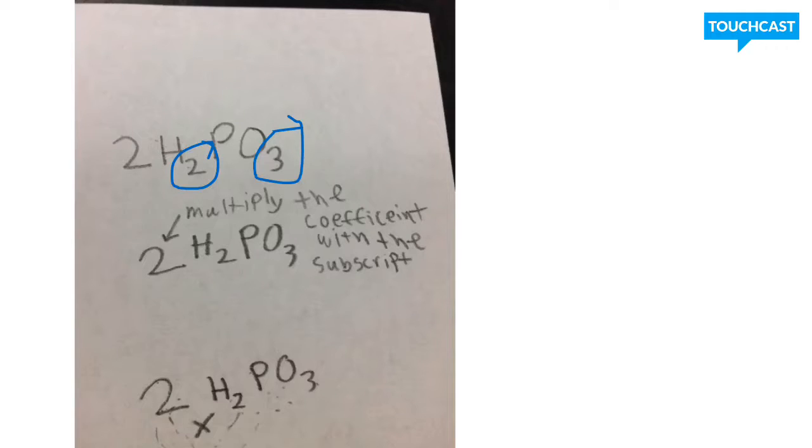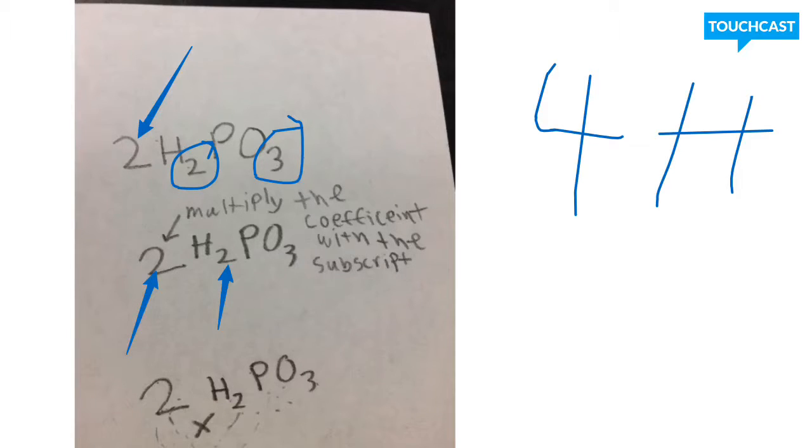Now let's go ahead and look at what our coefficient means. Our coefficient there means that you have 2 groups of that molecule, which means you have 2 different molecules of that compound. So, the way you figure out the number of atoms is you simply multiply the coefficient by the subscript. If you multiply our 2 by the subscript of 2, you get a total of 4 hydrogens.